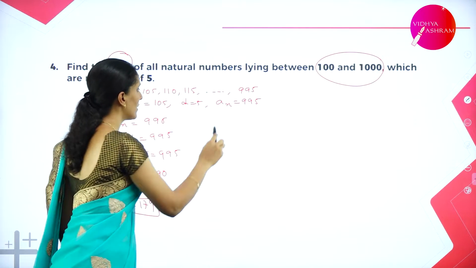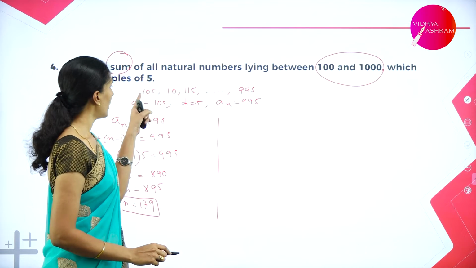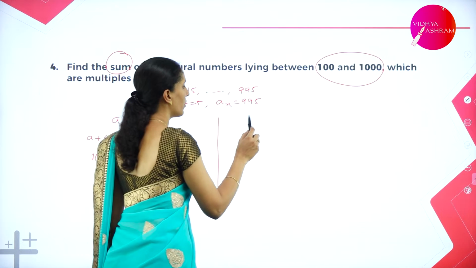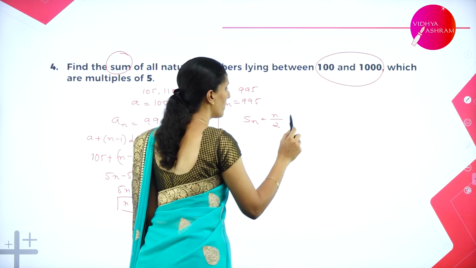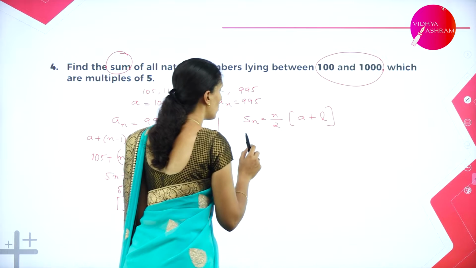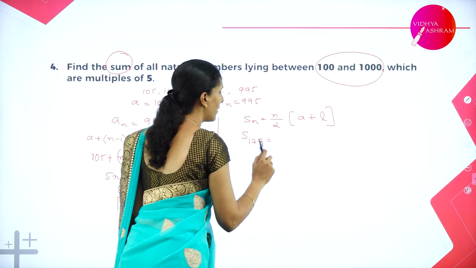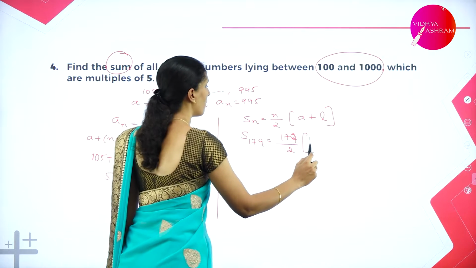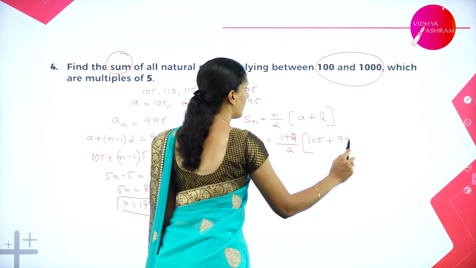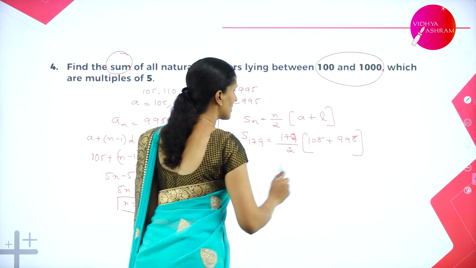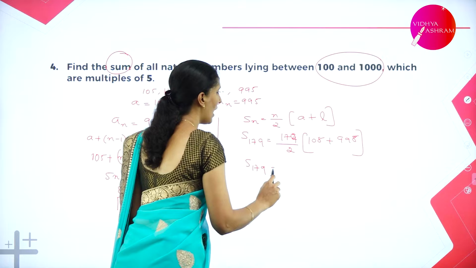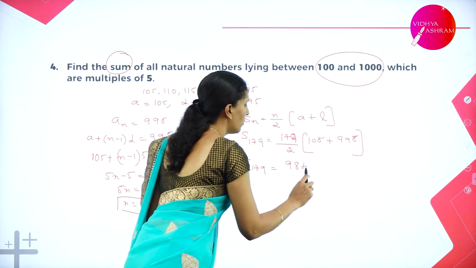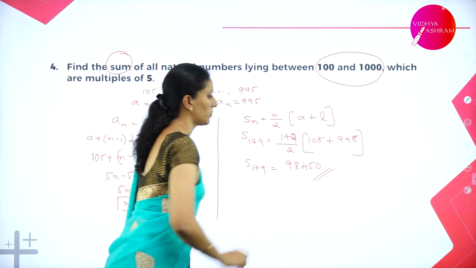So now let us find the sum of all these numbers. We know already the first and last term. We can use the formula n by 2 into a plus l. So therefore Sn is equal to n by 2 into a plus l. How many total number of terms do we have? 179. So 179 divided by 2, A is 105 and the last term is 995. On solving this, the sum of all 179 numbers from 100 to 1000 is 98,450. So this is the value.